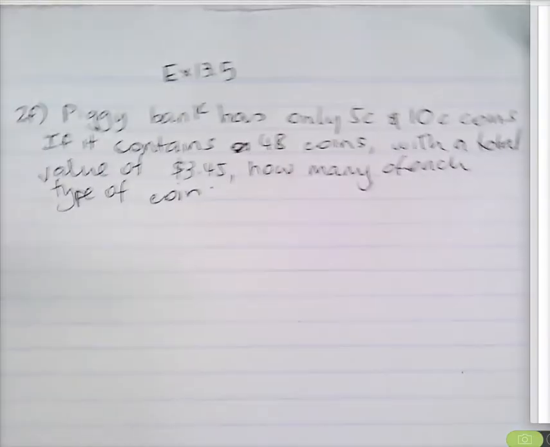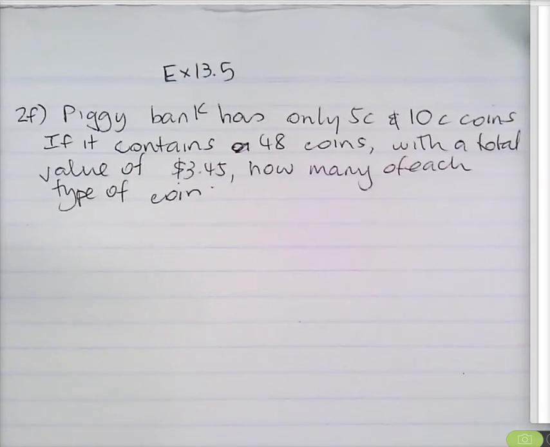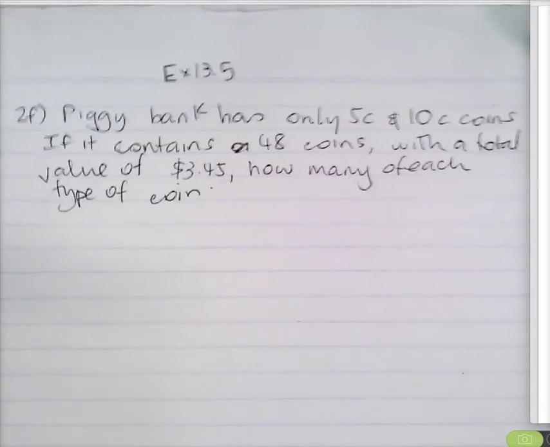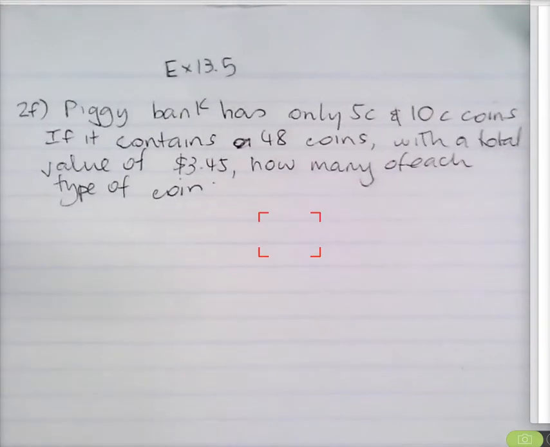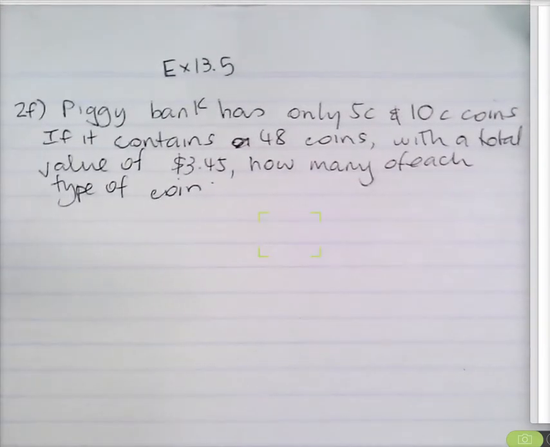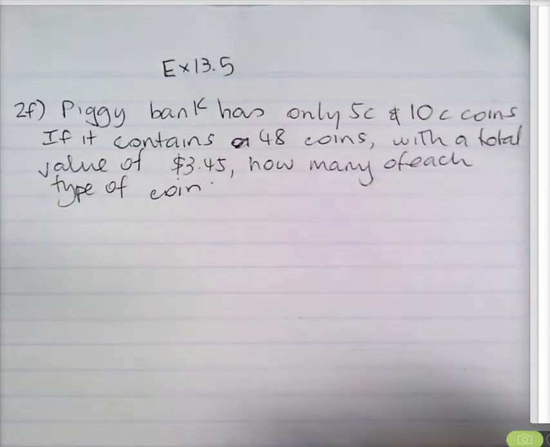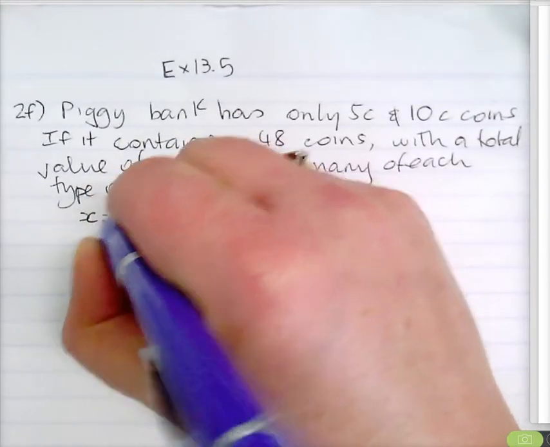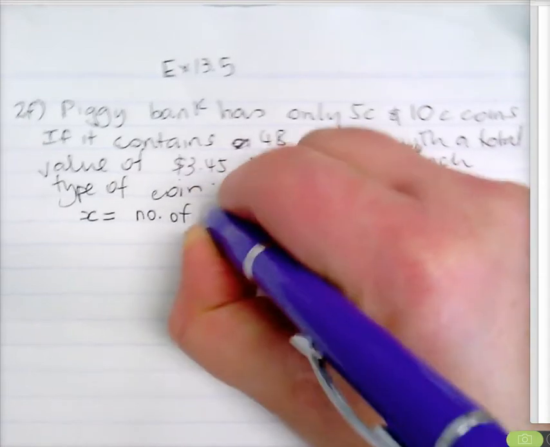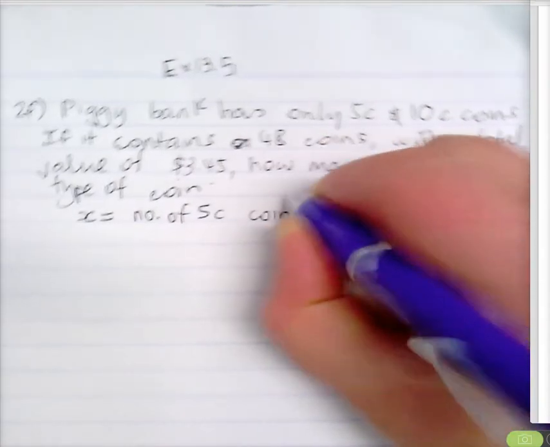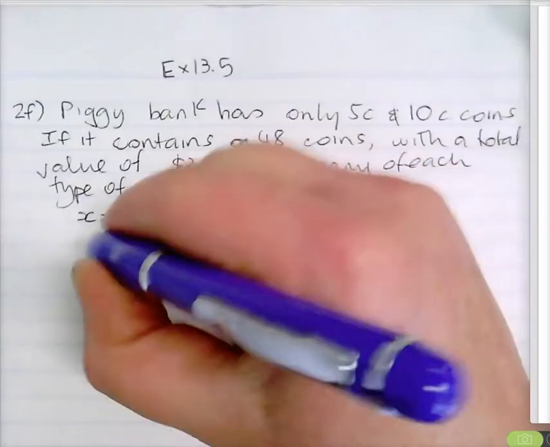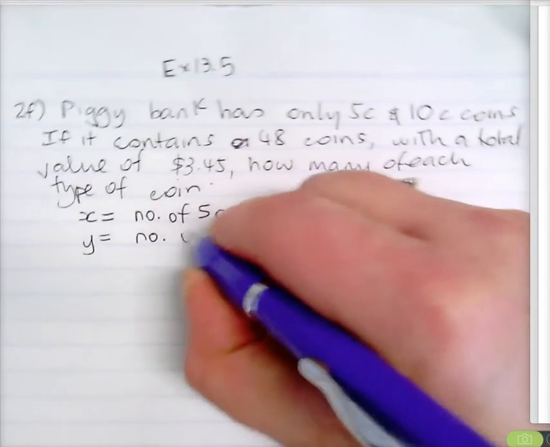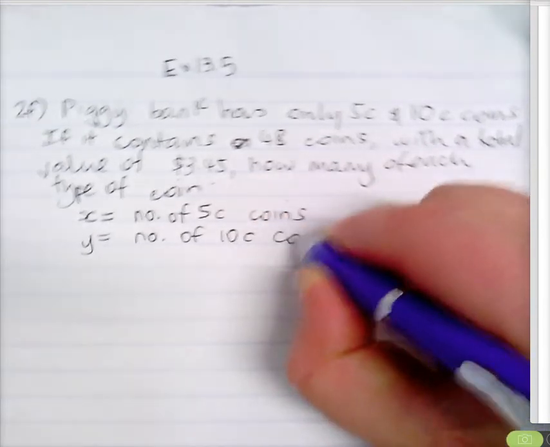Okay, I know you want to do 2C. One second. Question 2F, a piggy bank has only 5-cent and 10-cent coins. If it contains 48 coins with a total value of $3.45, how many of each coin? Girls, if X is the number of 5-cent coins, just be careful, it's not the value of the 5-cent coins, it's the number of them. And Y is the number of 10-cent coins.